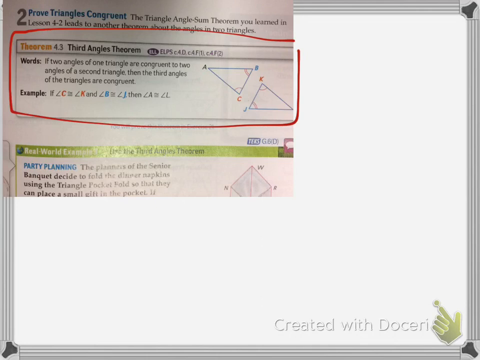So, there you go. Now, we'll talk about the proving triangles part in class, I think. That's something for us to work on because y'all have had some really difficult times with that. But let's do one more theorem and then we'll be done.